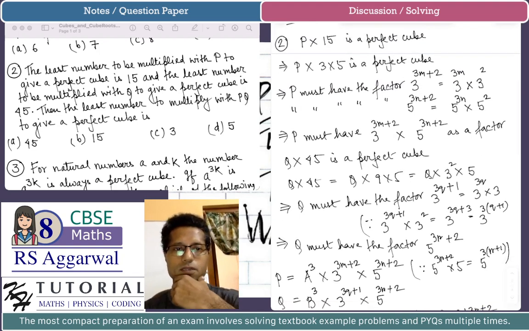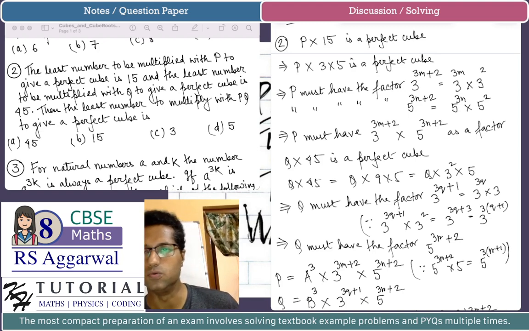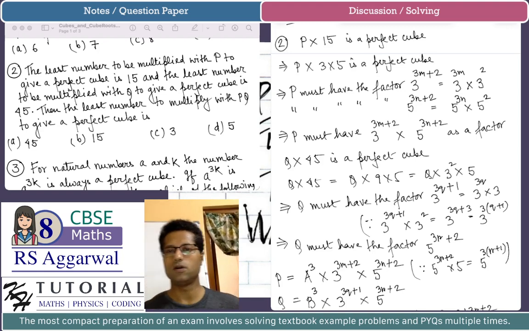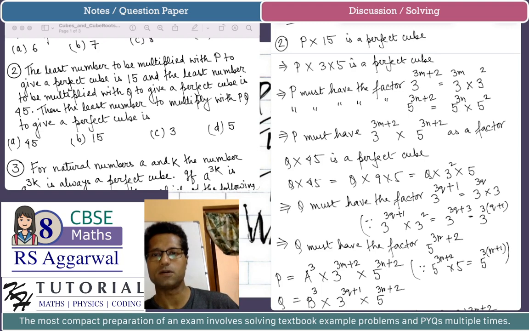So 15 is the least number that needs to be multiplied to make p a perfect cube. So 15 is 3 into 5. Now this means that p must have a factor of 3 whose power will be of the form 3m plus 2. 3m because there could already be some triplets of 3. So 3 to the power 3m will make m number of triplets. Now 3m plus 2 because it must have two 3's which are not part of a triplet.